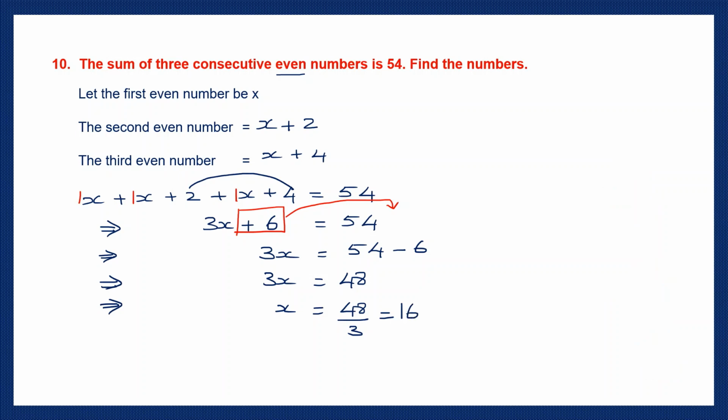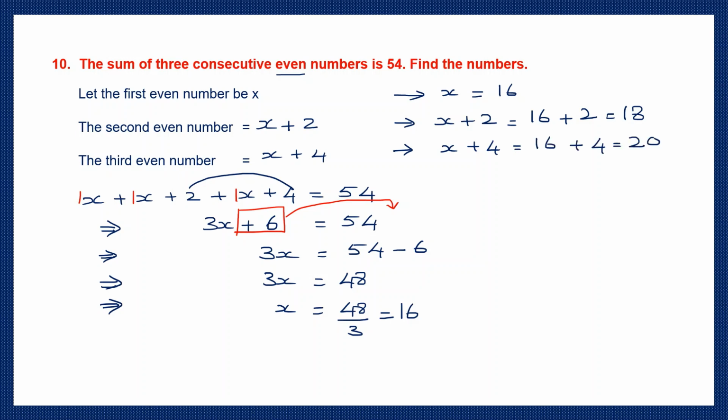So now the question is find all the numbers. So here we said let the first even number be x. So x is the first even number and we found out x to be 16. The second even number is x plus 2. That will be 16 plus 2, which is 18. Then the third even number we said is x plus 4. So x is 16 plus 4. 16 plus 4 is 20. So we have found all three numbers. The first number is 16, the next one is 18, and the third one is 20.